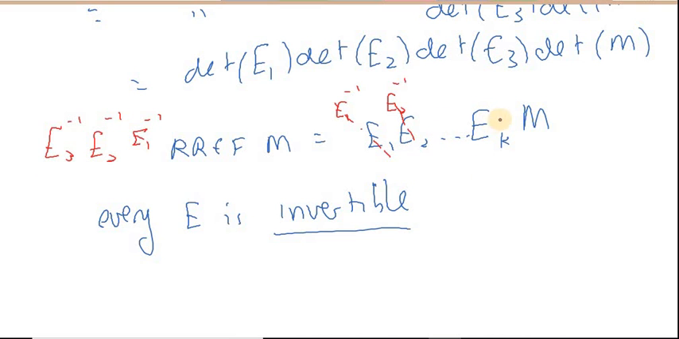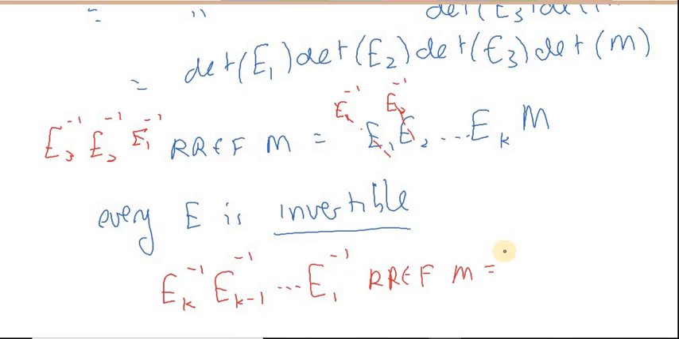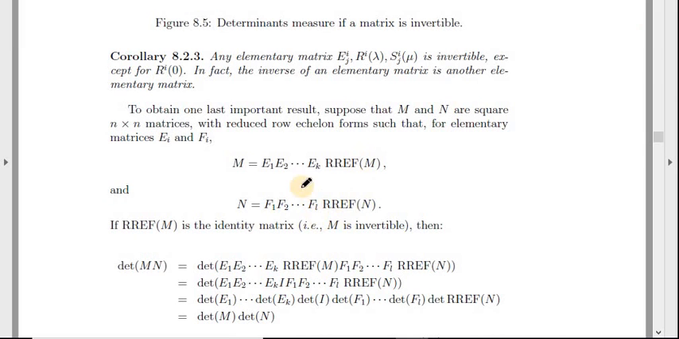I can unpeel all of these E's and get M. So I get that EK inverse, EK minus 1 inverse, all the way down to E1 inverse, times REF of M is equal to M. And these are all elementary matrices, and that's all I'm concerned about, so that's why it's written here that we have M as a product of elementary matrices times its REF. And that's true for any matrix, so we write M that way, we write N that way.